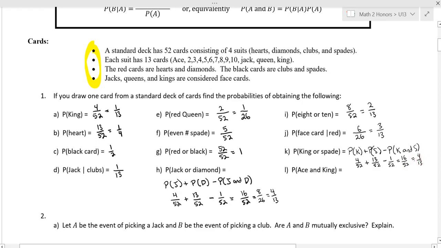And the last one, probability of getting a king and an ace. Well, those are mutually exclusive events, which means they cannot happen at the same time. If you pick one card, it can't be both an ace and a king, so the probability is going to be 0.